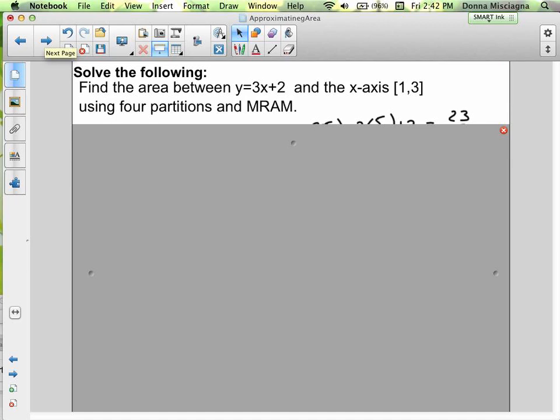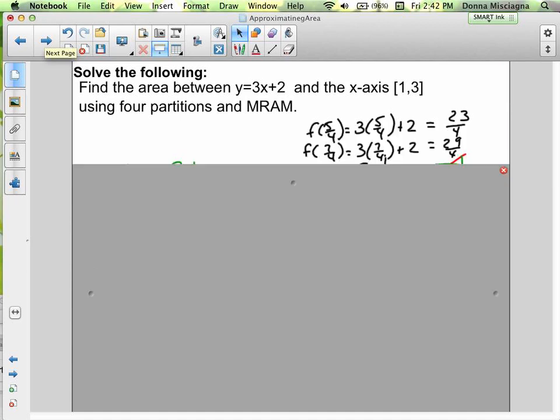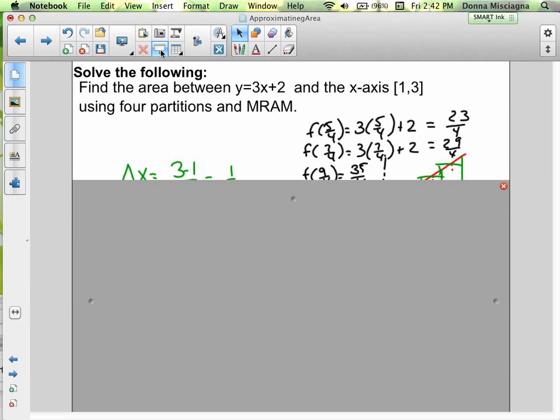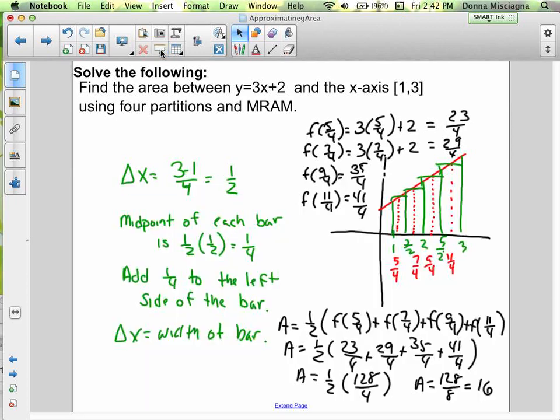All right, so we want to find the area between y equals 3x plus 2 and the x-axis. Actually, all of these Riemann sums are going to be between the curve and the x-axis, just for the positive values. So change in x, we're just going to take the difference in the values, 3 minus 1, divided by how many partitions? We want 4, so it's 1/2.